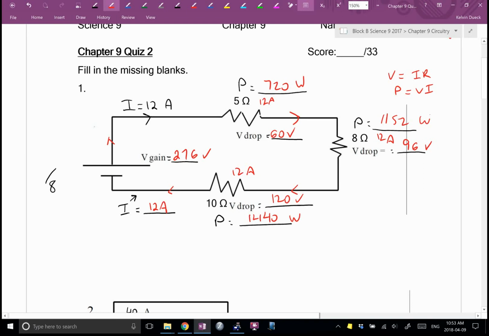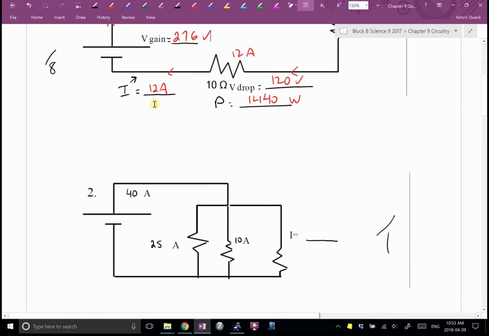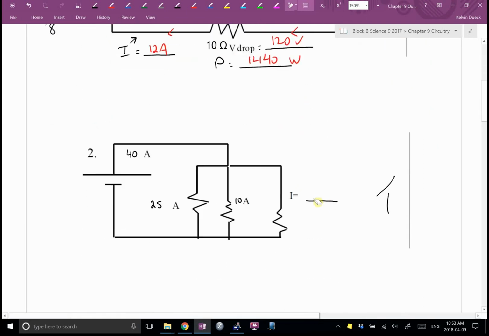With quiz corrections, I've told you, you can reprint any take-home quiz and redo your corrections and still get full marks. Well done. Number 2, 1 mark. How many amps right here?